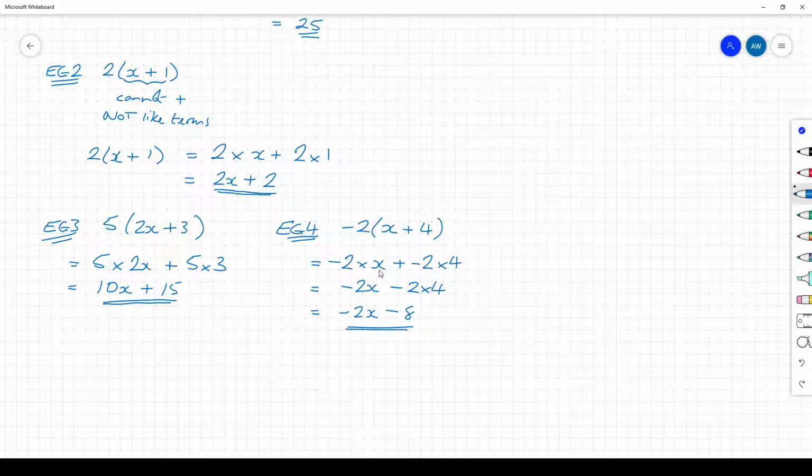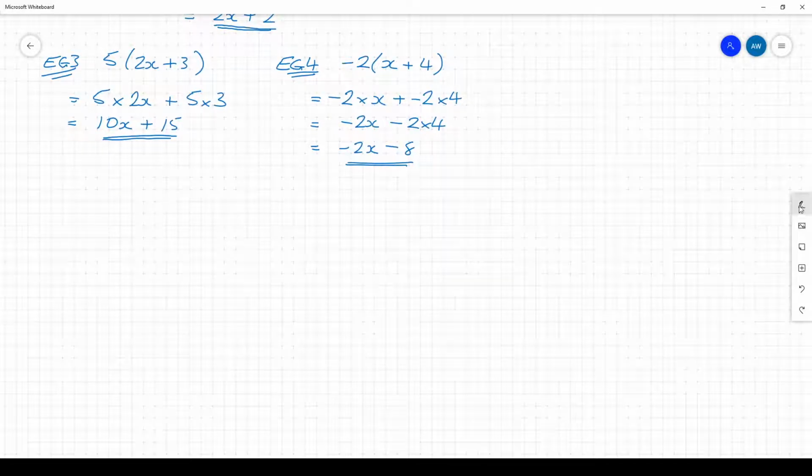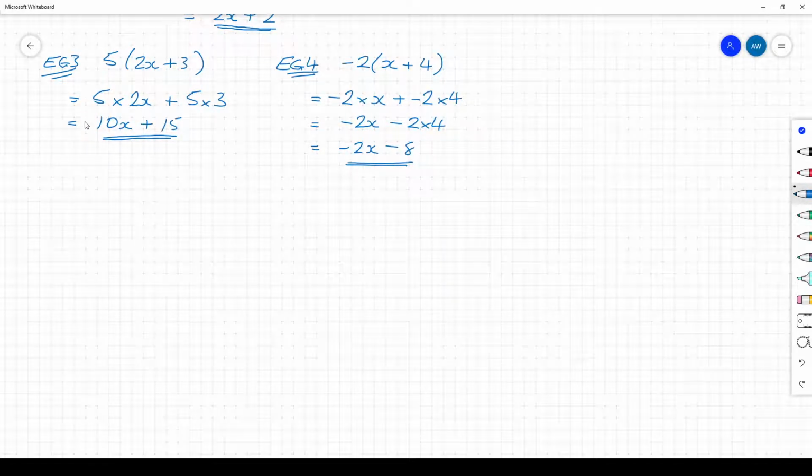Now, when you get quite experienced at this, you don't have to write the times signs all the time. This is for the examples only and to illustrate what is happening. So if I did one more example, maybe 2 more. Let's have a look at example 5.